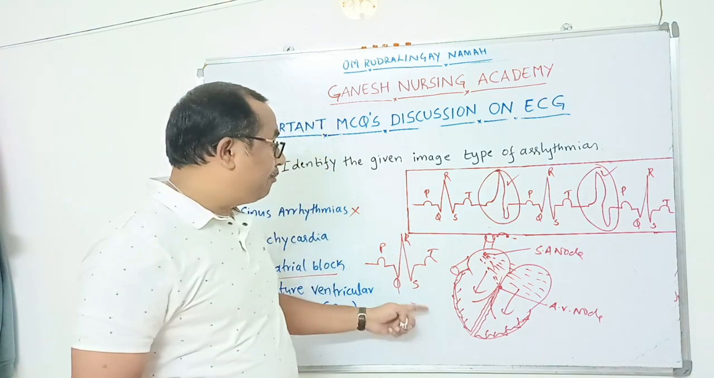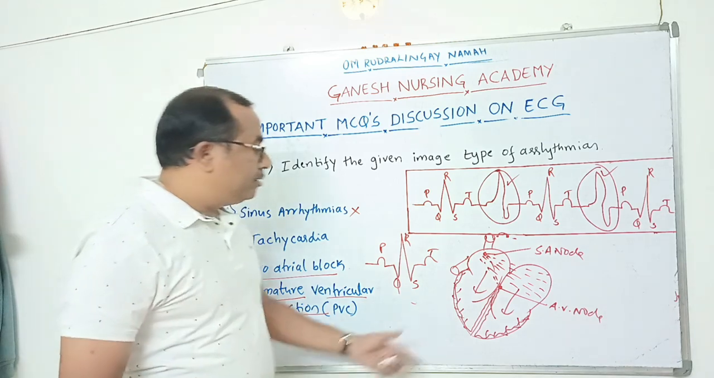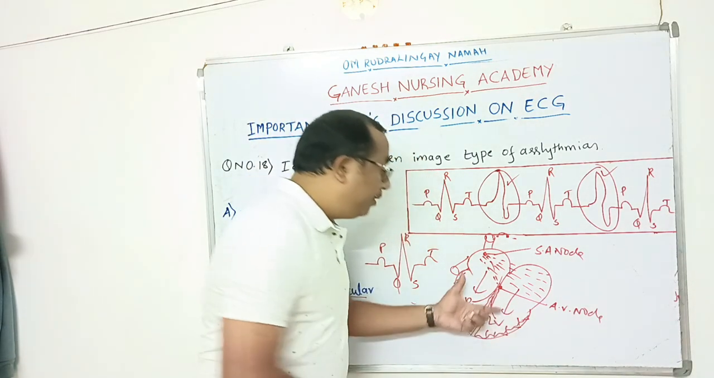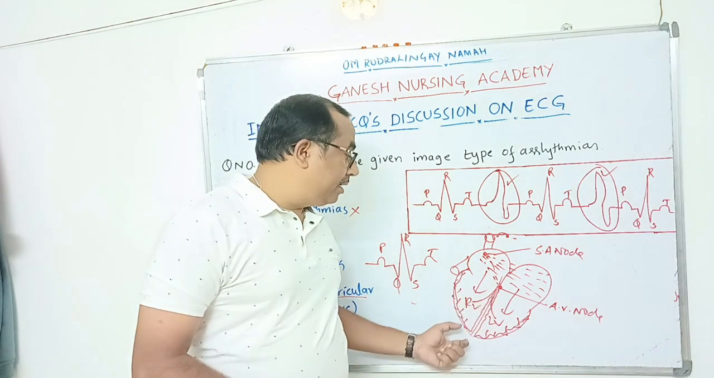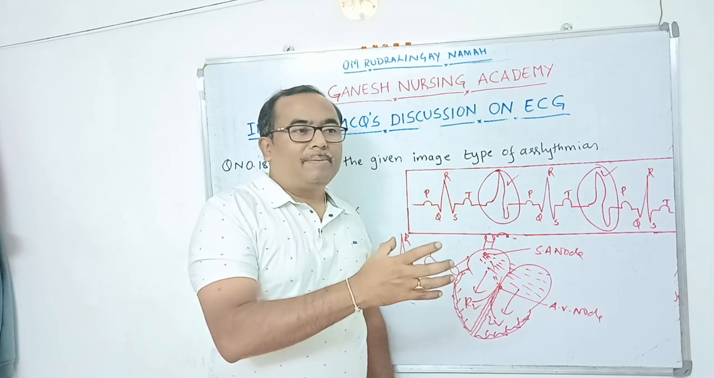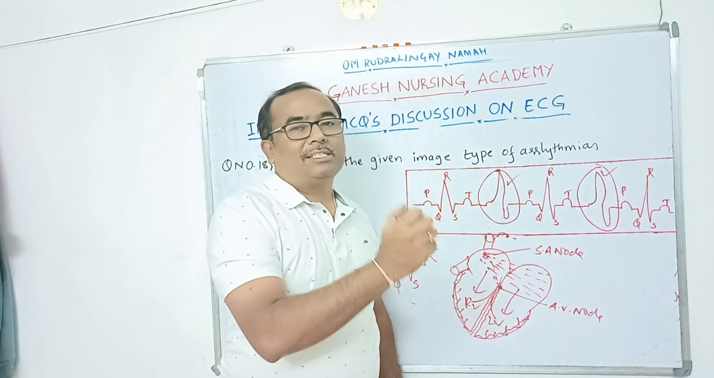But what happens in case of premature ventricular contraction? Before the right ventricle and left ventricle are filled with blood, there is a premature ventricular contraction. A premature, weak contraction of the ventricles.